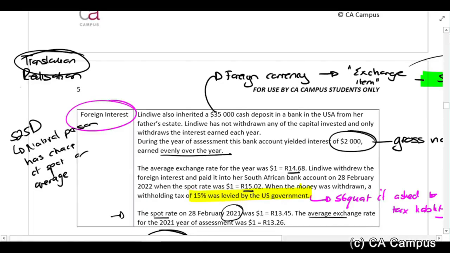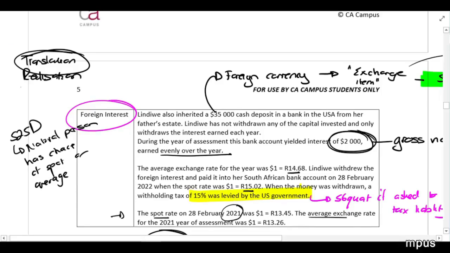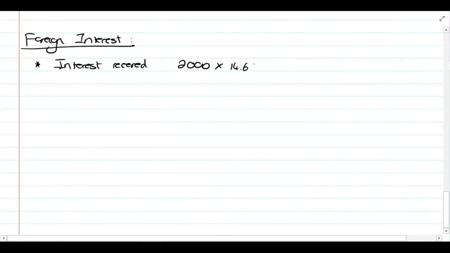So how much interest did we receive? We received $2,000. So we have to translate that into rands. Now, are we going to use spot or average? It was earned evenly over the year, so we have to use the average exchange rate. You can't use spot because what's the date? It was earned evenly over the year. Okay, so this isn't due to an option for the taxpayer. This is the only one that makes sense. So that means 29,360 income.